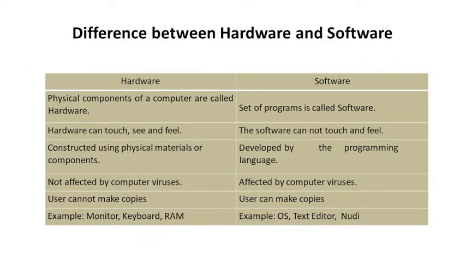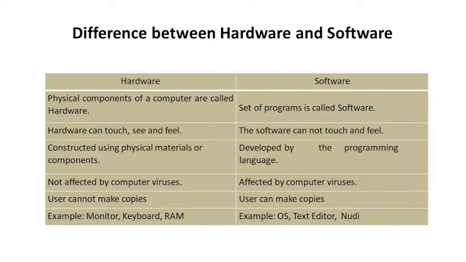Difference between hardware and software. The hardware is the physical component of the computer. Software is a set of programs or set of instructions. Hardware we can touch, see and feel. The softwares we cannot touch, see and feel. Hardwares are constructed using physical material or components. The softwares are developed by the programming languages.